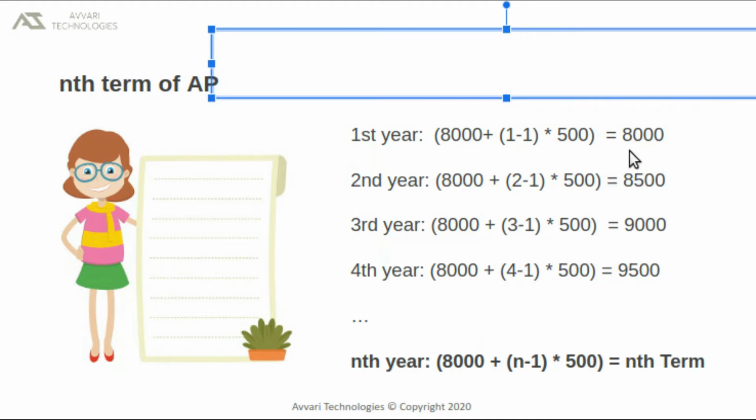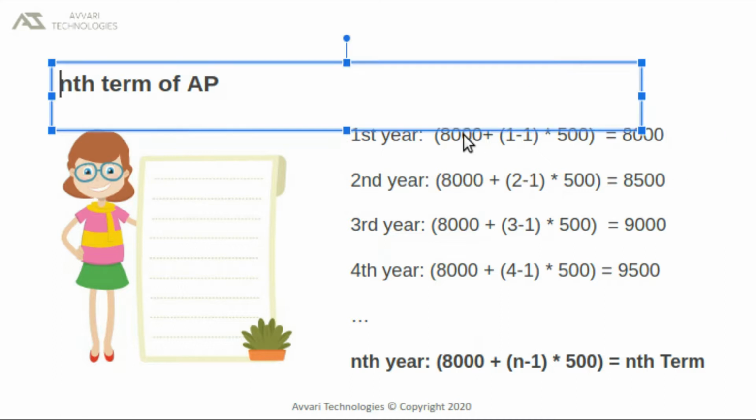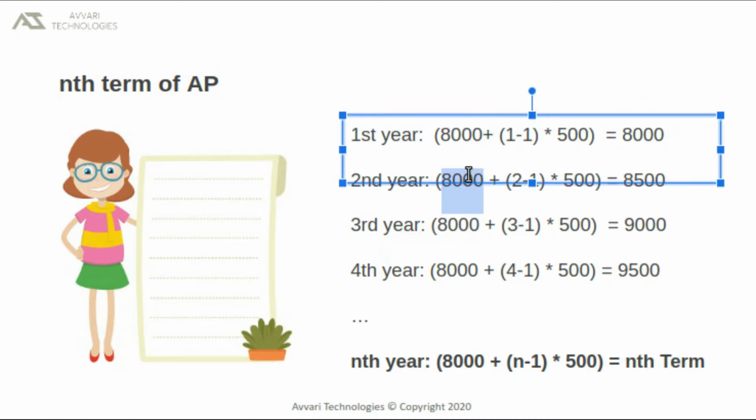Here we can see a pattern where the initial term is a constant, that is 8,000, and next the common difference is constant, that is 500. The only thing that is changing with respect to the year is this part. For first year, that is 1 minus 1. For second year it is 2 minus 1. For third year it is 3 minus 1, and fourth year it is 4 minus 1, and so on.